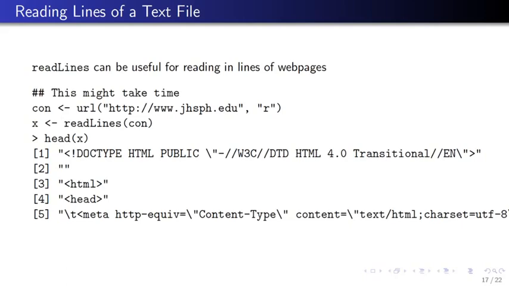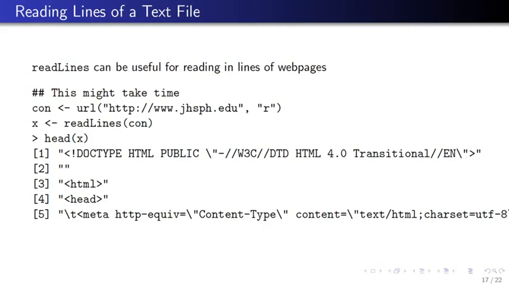You can also use readLines to read elements from a web page. So, for example, you can use the url function to create a connection to a website. This website here is the Johns Hopkins School of Public Health website. I'm going to open a connection there for reading, and then I'm going to read lines from this connection. The lines of text that come from the connection are going to be stored in this character vector x. When I look at the first couple lines from x, you can see that it looks like HTML, which is what you would expect.